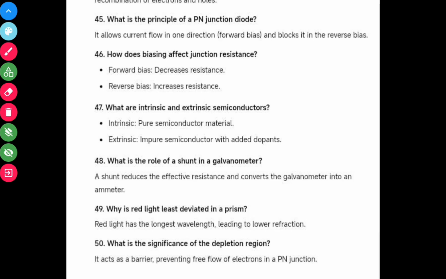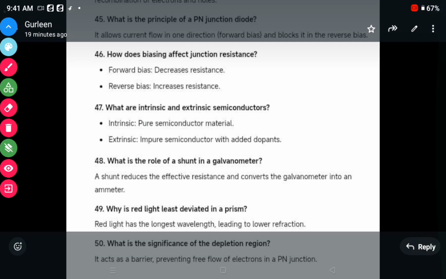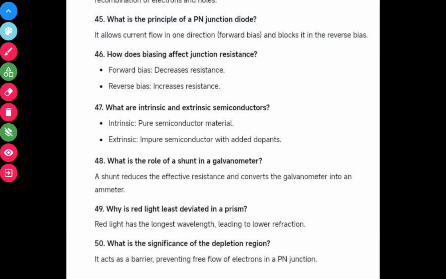Why is red light least deviated? It has the longest wavelength, leading to low refraction. What is the significance of the depletion region? It acts as a barrier preventing the free flow of electrons in a p-n junction.